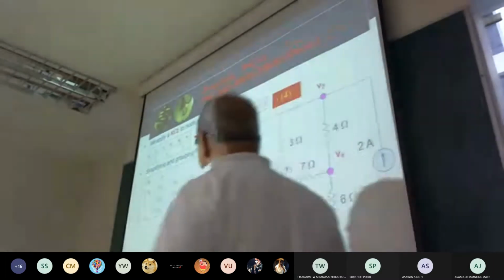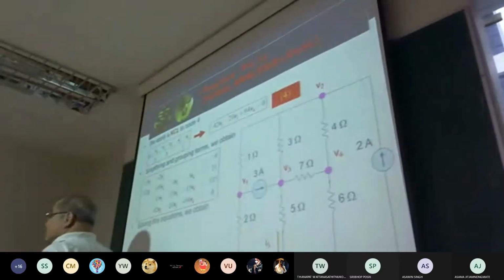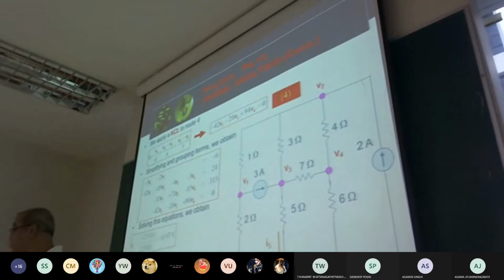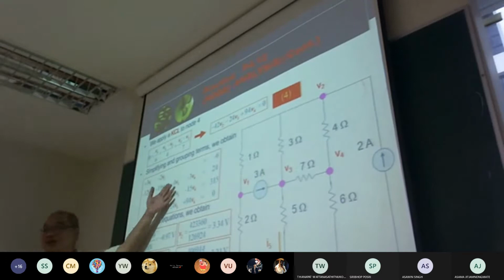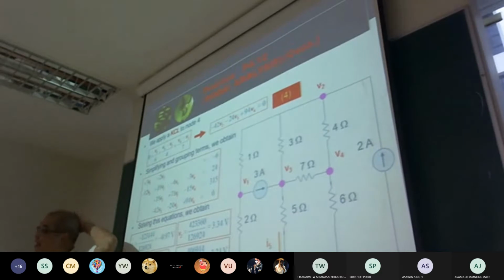Okay, simplify the equations, and you get here. After you get here, it's not my job to teach you how to solve the 4 equations for one node. I think the technique to solve 4 equations with 4 unknowns, or 5 equations with 5 unknowns, you already studied. You may use Cramer's rule or determinants, but I can give you a suggestion.